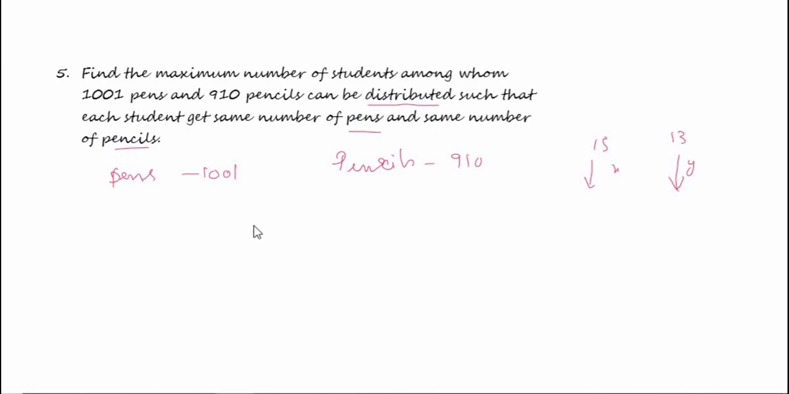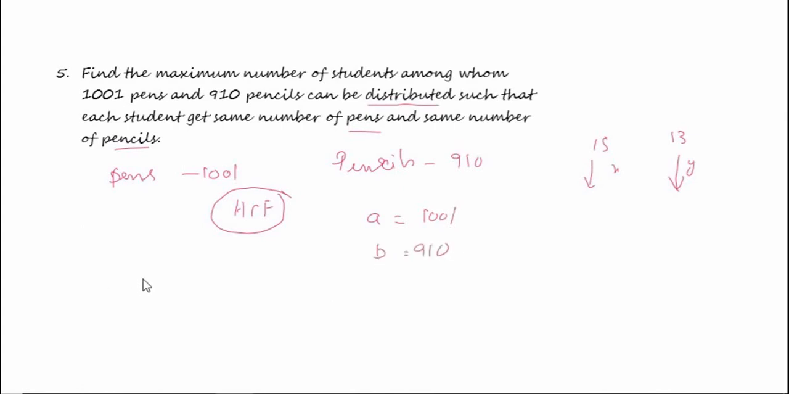So here what we need to do is find out the HCF of these two numbers. The HCF of these two numbers is the maximum number of students among whom we can distribute these pens and pencils so that each one gets the same number of pens and the same number of pencils. So let us use Euclid's division algorithm to find the HCF. In this case, A equal to 1001, B is 910.